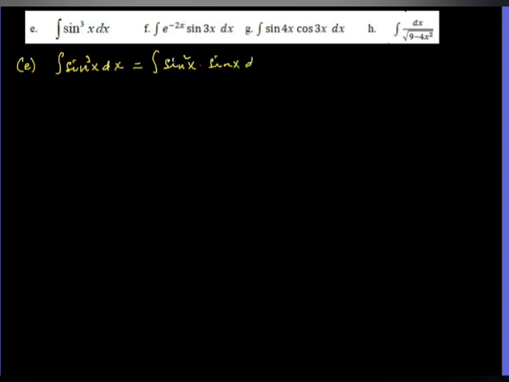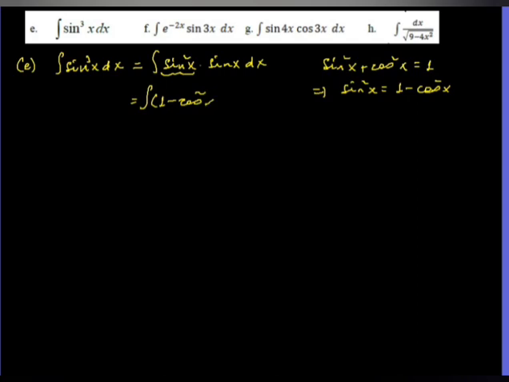We also know that sine square x plus cos square x is 1. So sine square x can be written as 1 minus cos square x. Here I will replace it: 1 minus cos square x times sine x. So these two integrations are the same.